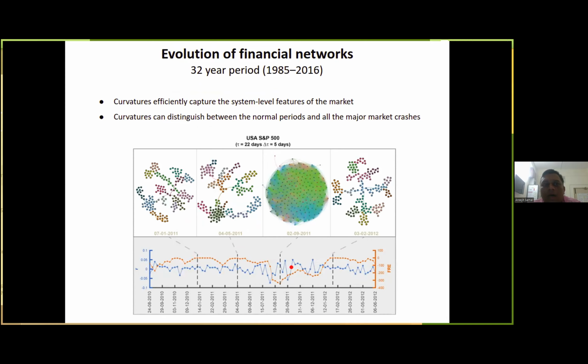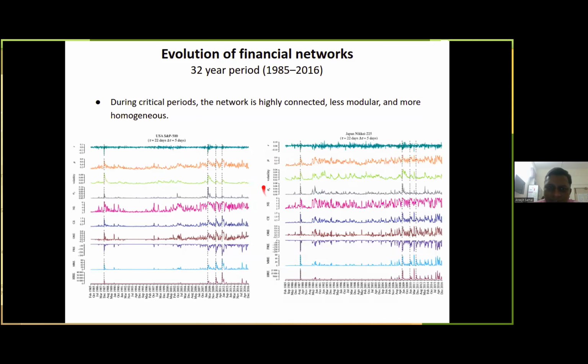In particular, curvatures can capture the system-level features of the market. These are data in hindsight. We don't know if this can predict, but at least these are good indicators of changes in the stock market. Essentially, the curvatures can distinguish between both normal periods and all the major market crashes. In normal periods the network is very modular, but when a crash happens, things are very correlated. When the crash happens, everything is going down in the stock market, so you have a very highly connected network.